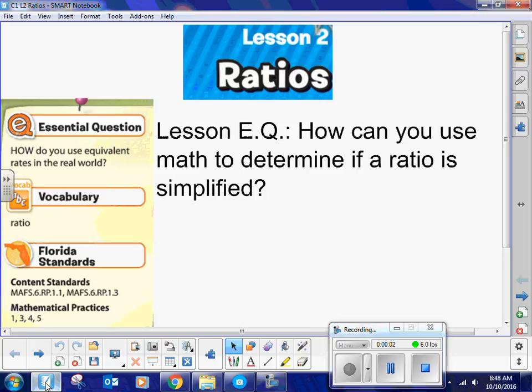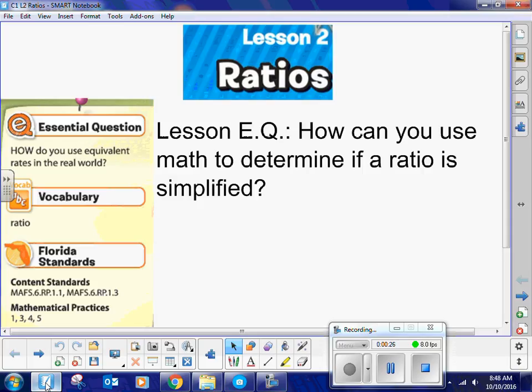All right, today is Chapter 1, Lesson 2, Ratios. The essential question that we'll be asking this entire chapter is how do you use equivalent rates in the real world? We use them all the time, whether you realize it or not. The lesson essential question is how can you use math to determine if a ratio is simplified? We should be able to answer that while we're doing this lesson. All right, pushing on.